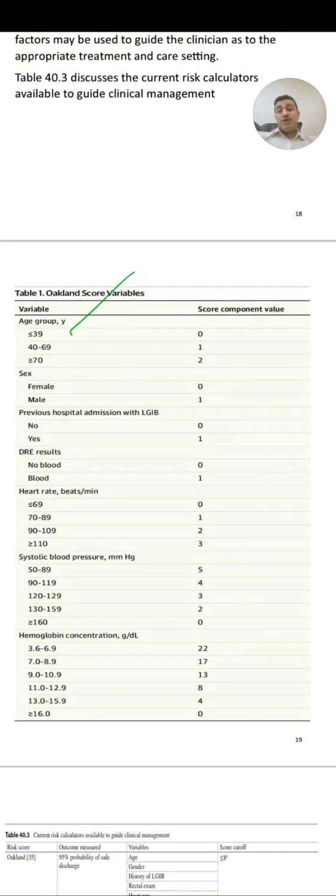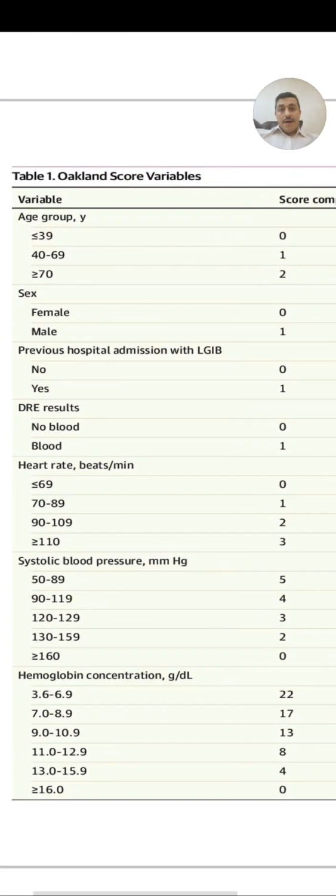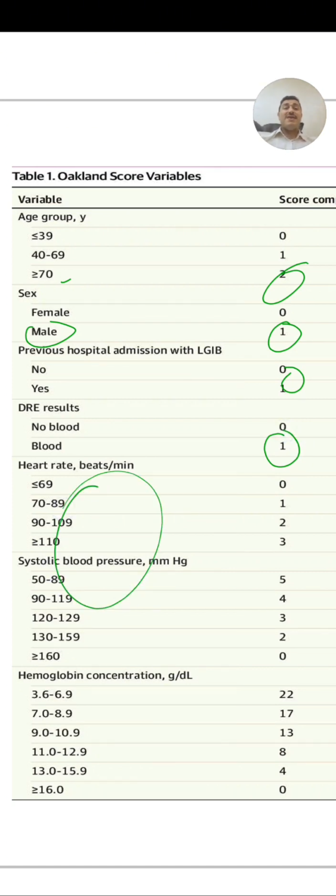First, the age of the patient. As we zoom in, a patient above 70 takes 2 points. A male patient takes more than female, 1 point. A previous admission to the hospital due to lower GI bleeding takes 1 point. Positive blood on digital rectal exam takes 1. Heart rate and systolic blood pressure, these are the shock index, take from 0 to 3 and from 0 to 5. Hemoglobin concentration less than 7 takes 22, a large number. This is the classic Oakland scoring variables. There is a modified one in which they add the endoscopic finding, but I think for now this is enough.